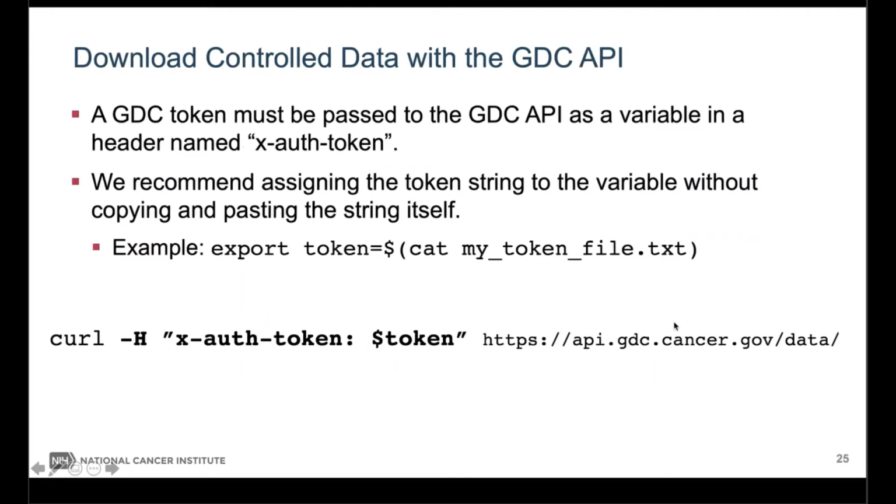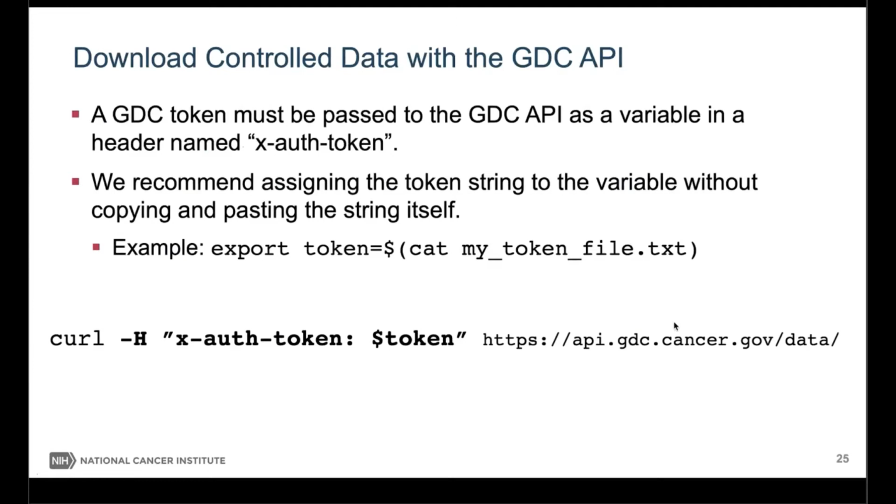So lastly, I want to talk about the GDC API. If you are downloading a controlled file through the API, you need to pass the token to the GDC API as a variable in the header named X-Auth-Token. All the examples I'm going to show you are in curl, but there are plenty of other ways to do this.